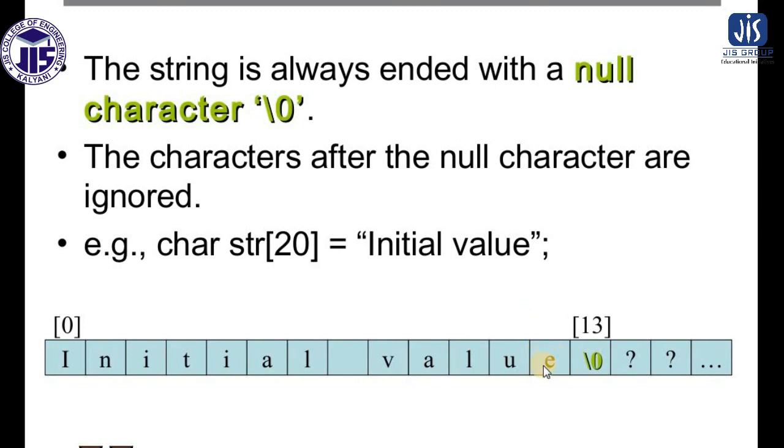So here the string ends, and after that the very next position, the 13th position, you can see there is a null. Null is saying that it is the end of the string. So if in the 13th position we have null, it means that at the 12th position the string has ended. Whatever values are there at the 14th, 15th or following locations will not be treated as a part of the string, they will be eliminated.